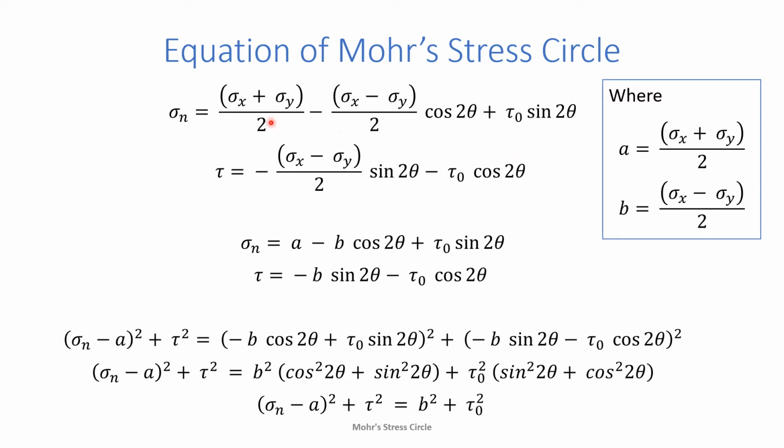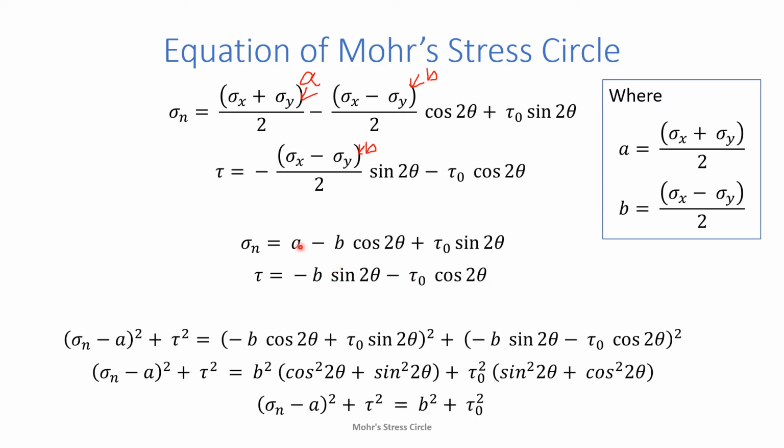When we substitute this, sigma x plus sigma y by 2 becomes A, and sigma x minus sigma y by 2 becomes B. Similarly here, sigma x minus sigma y by 2 becomes B. When we solve, the equations become sigma n is A minus B cos 2 theta plus tau naught sin 2 theta, and tau is minus B sin 2 theta minus tau naught cos 2 theta.